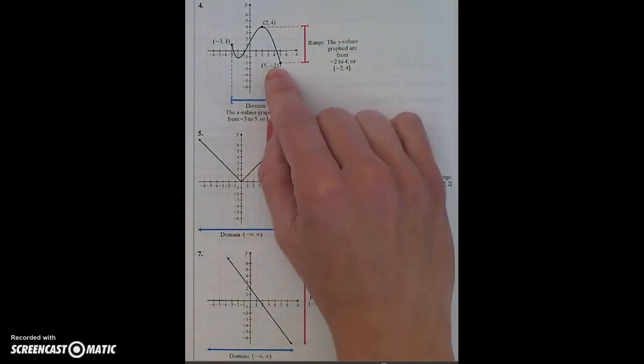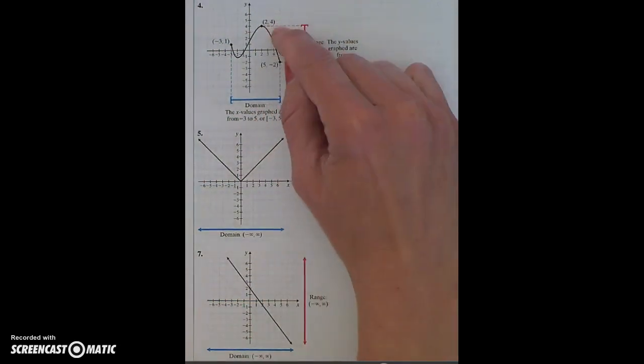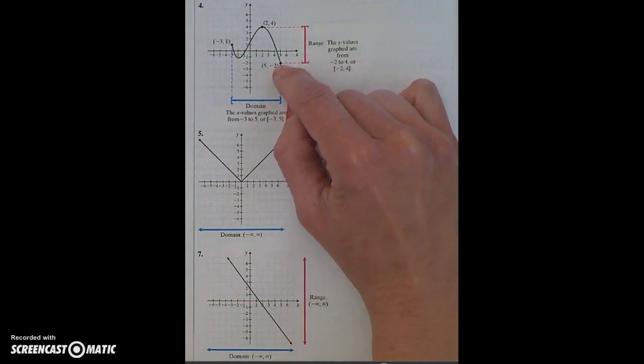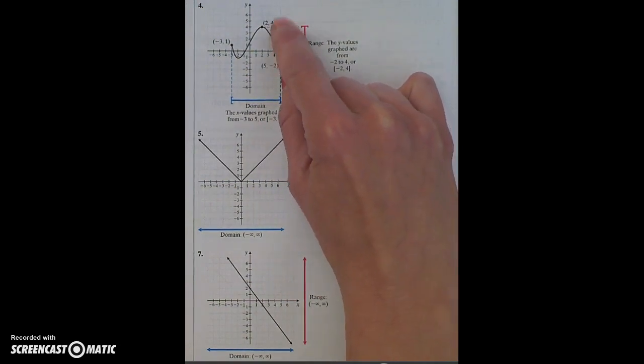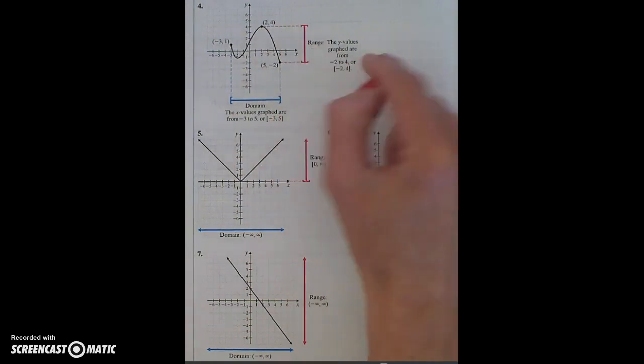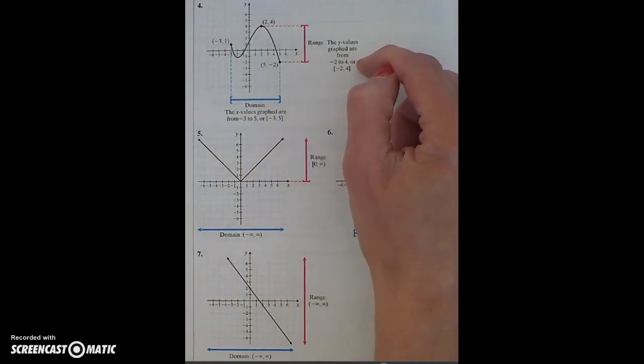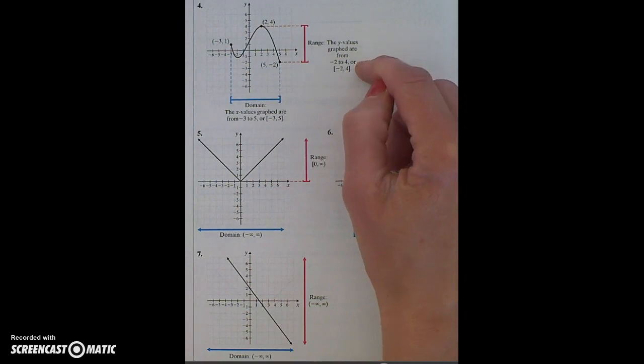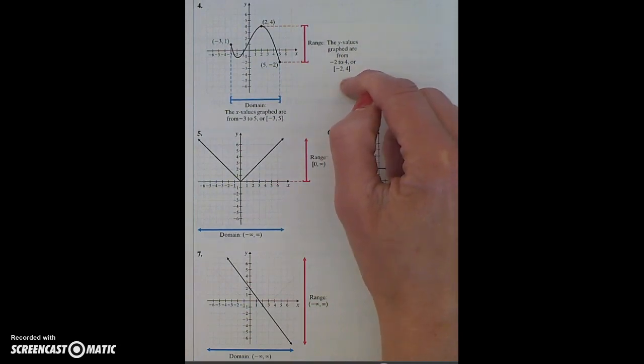On the first graph, the lowest y value is -2, and the highest y value is +4. So the range of this graph is from -2 to +4. In interval notation, this is written square bracket, -2, comma 4, and another square bracket. In interval notation, we always write the smallest value first, and then a comma, and secondly the largest value.